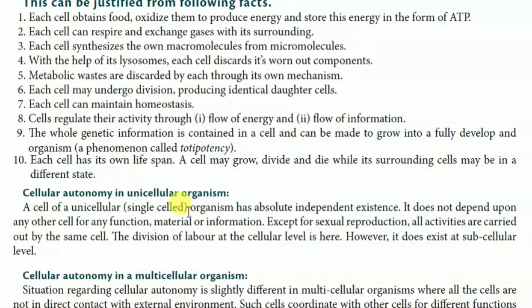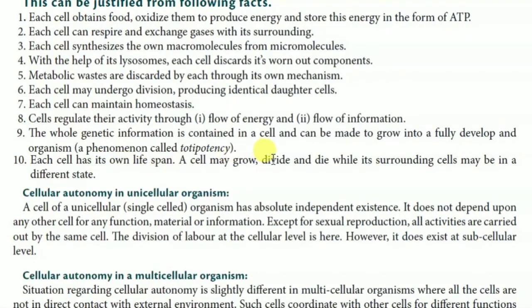Unaona, that's what we call totipotence. Maana yule seli mmoja of a carrot ana full information za kuweza kumtengeneza carrot mwingine. Seli anatengeneza carrot nzima, that is totipotence. We'll study it in detail in genetics when we'll be discussing the evidence for the location of genetic material in the nucleus. Number 10, each cell has its own lifespan.